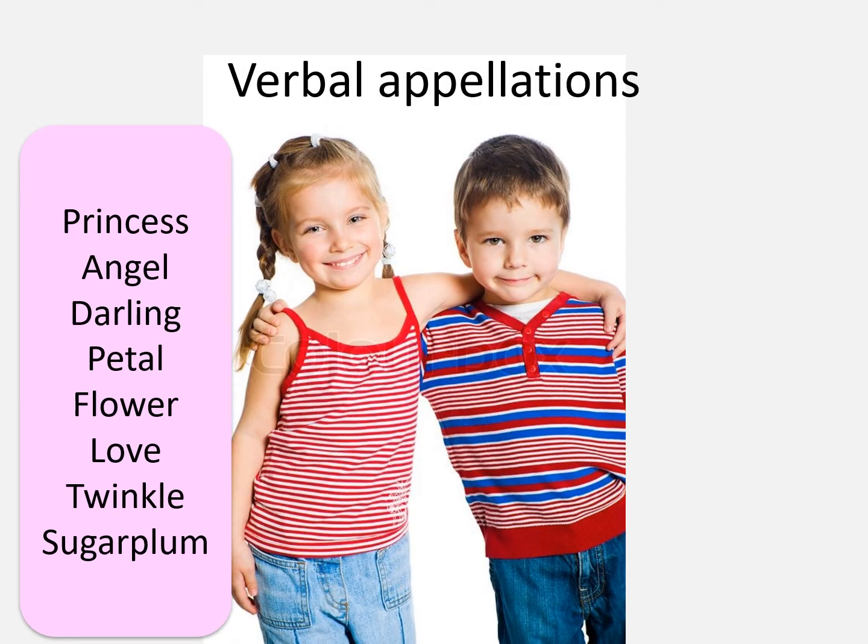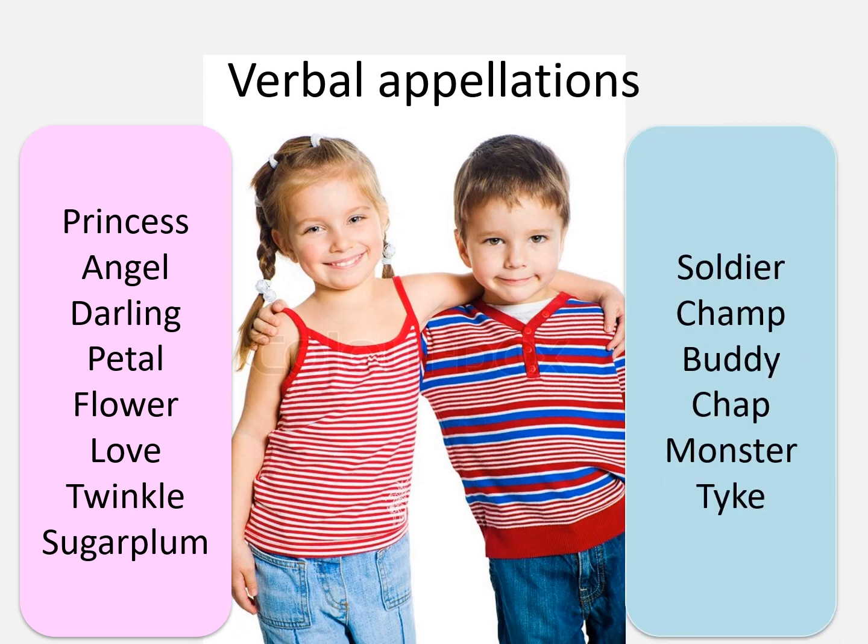Another concept is verbal appellations. This is the nicknames or pet names that are given to boys and girls to reinforce gender expectations. As you can see listed here on the left, you've got some examples of pet names that may be given to a little girl to reinforce feminine gender roles. So things like princess, darling, flower, twinkle. All of these would be terms, verbal appellations, used to talk about a little girl, but wouldn't tend to be used for a little boy. Names that may be used for a little boy would include ones like these: soldier, champ, buddy, monster, tyke, those sorts of things. Very much more active and not so much delicate and whimsical like the female ones.